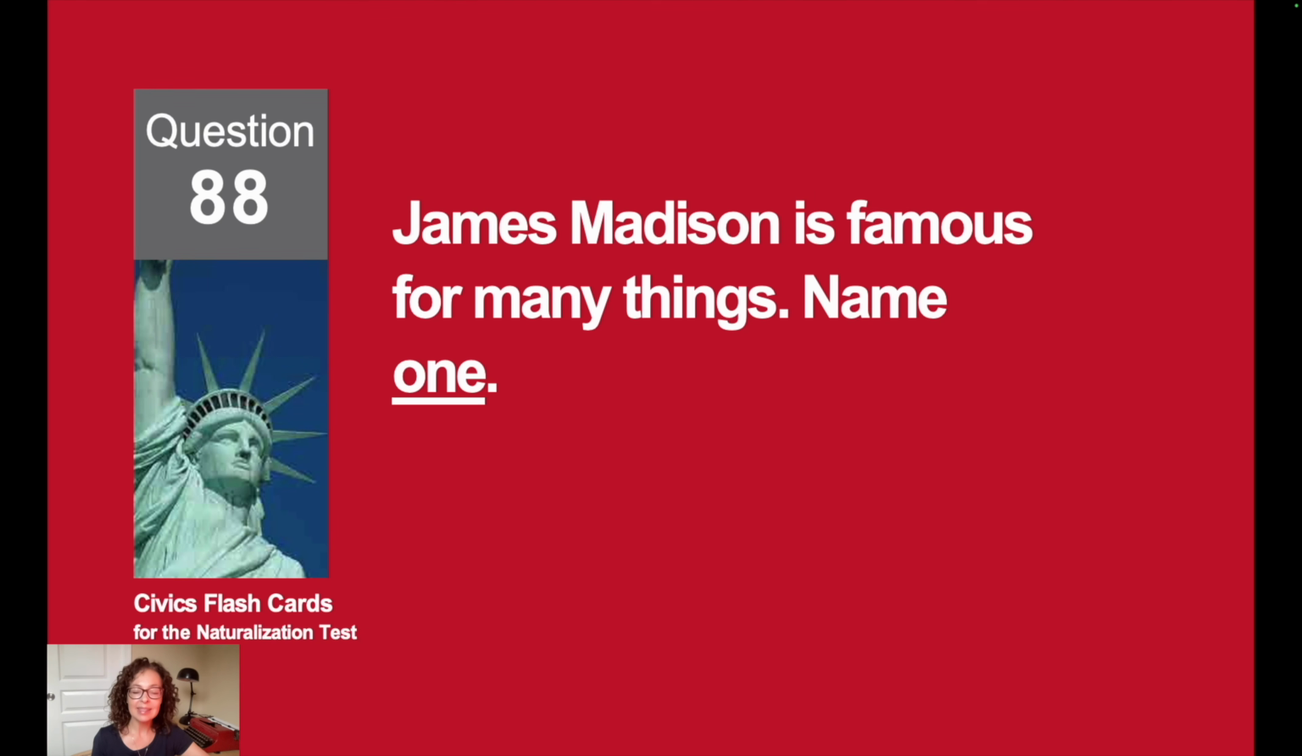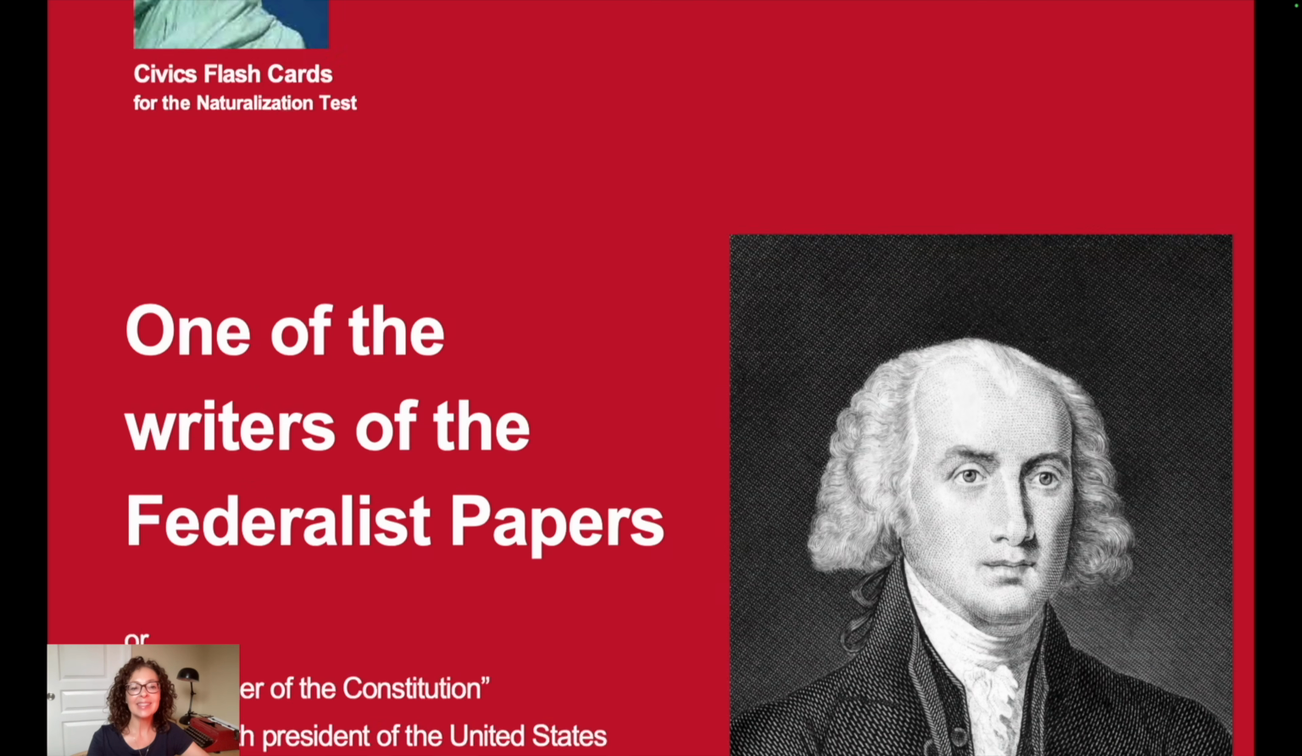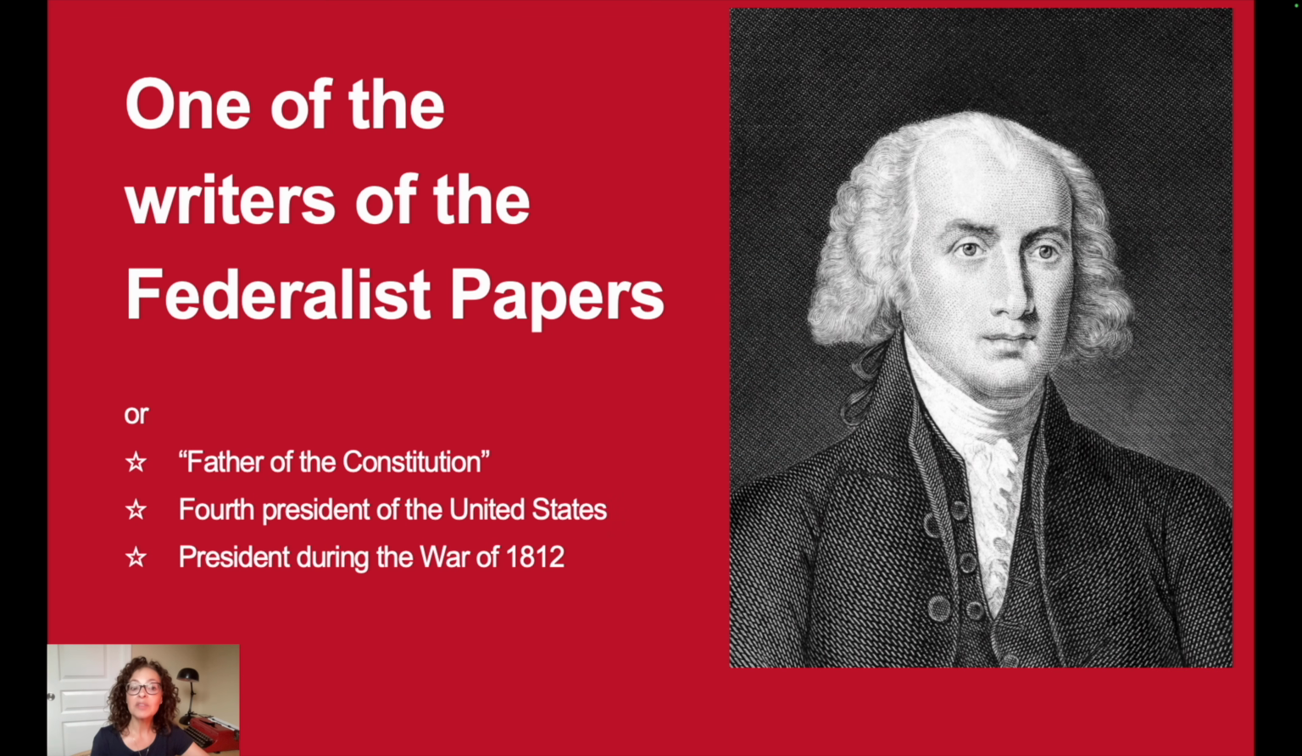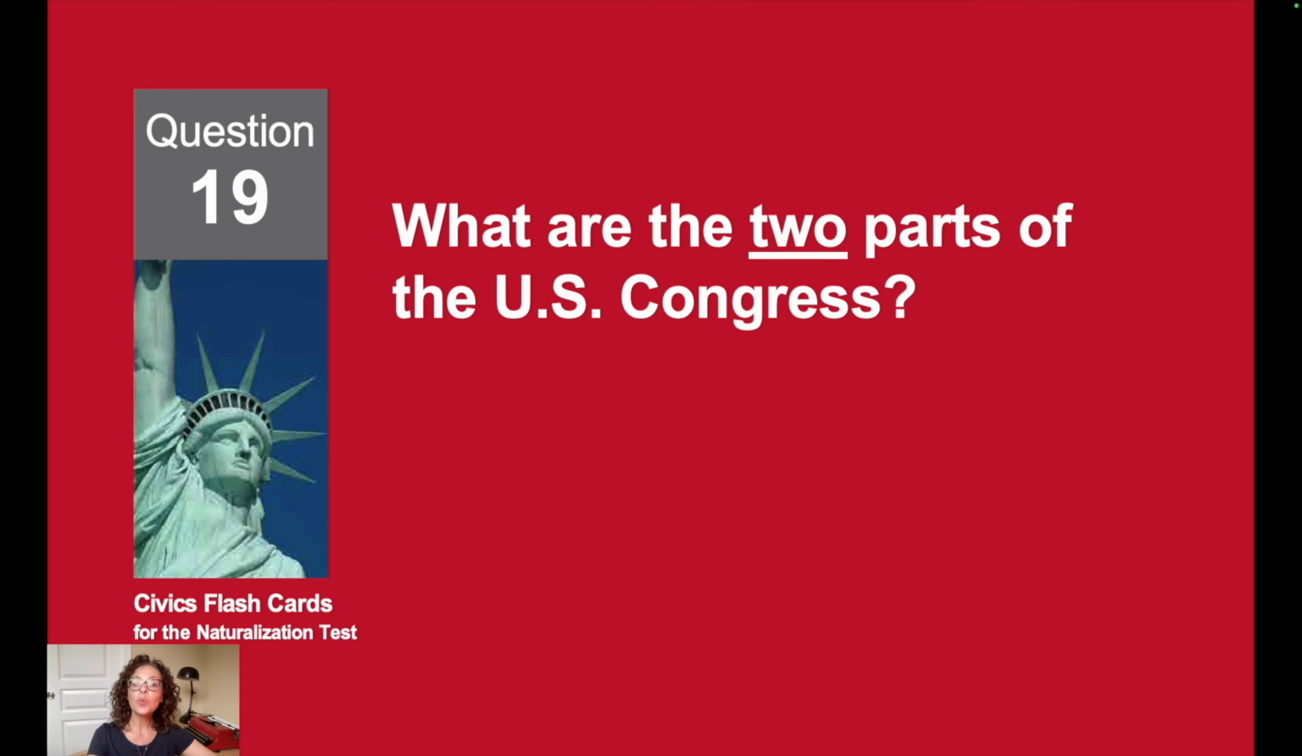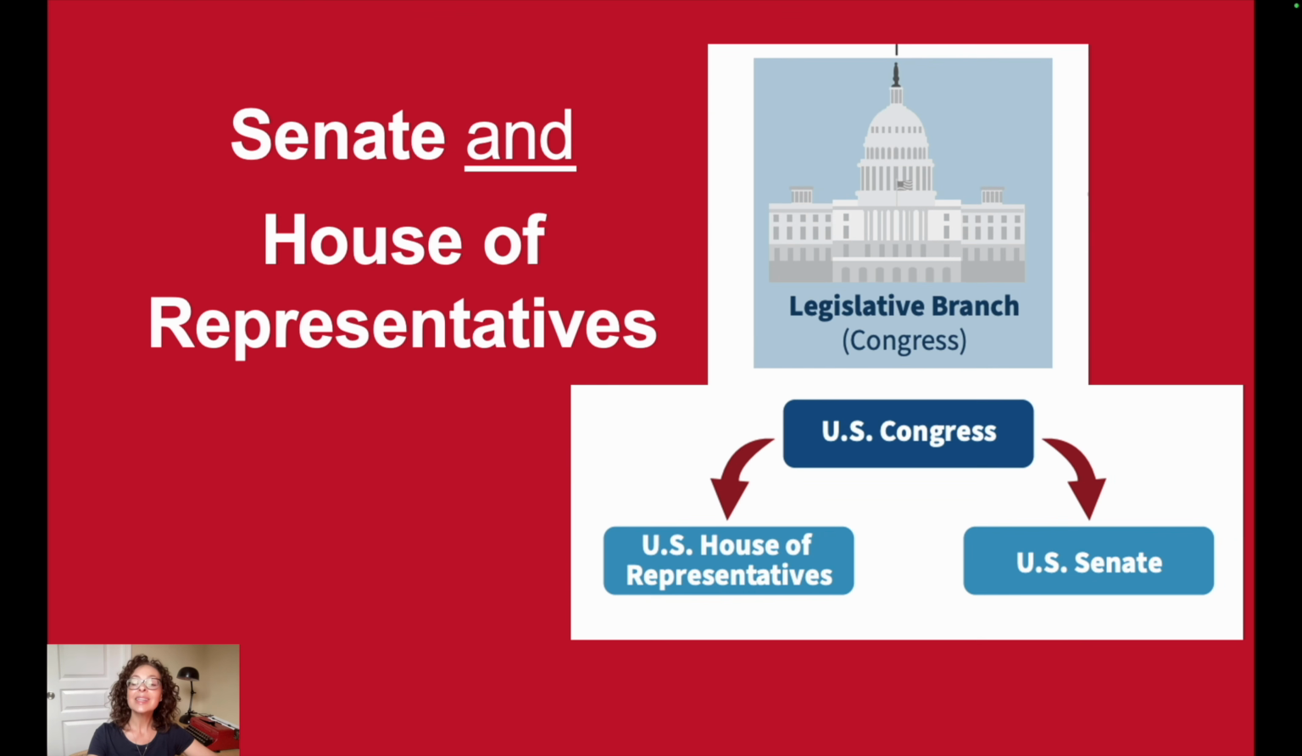James Madison is famous for many things. Name one. James Madison. He was one of the writers of the Federalist Papers. What are the two parts of the U.S. Congress? The Senate and House of Representatives.